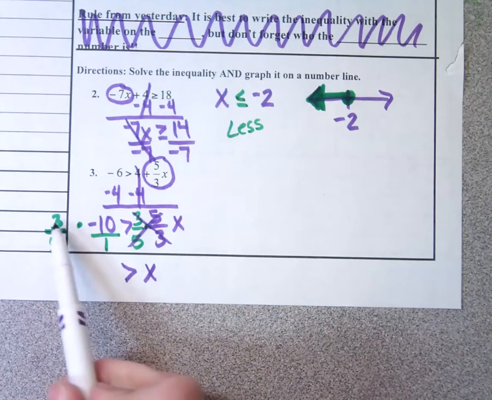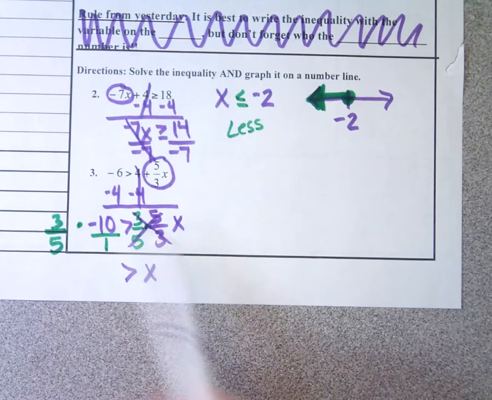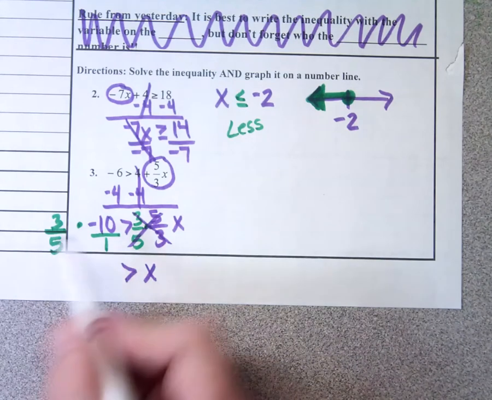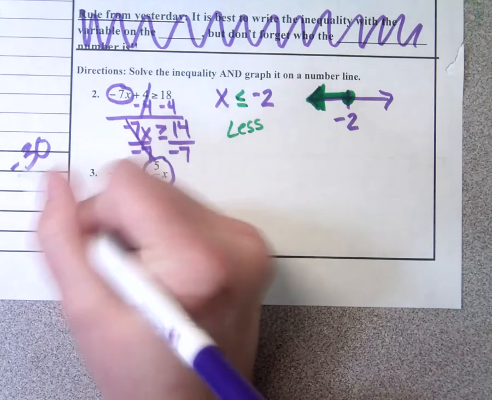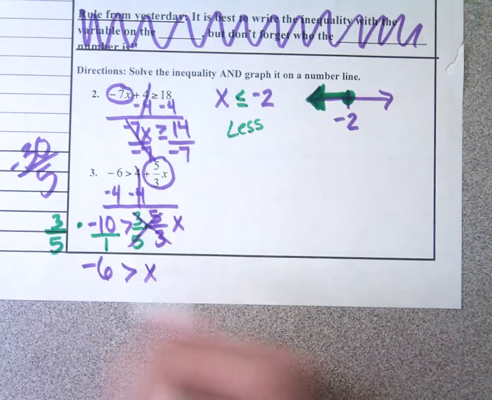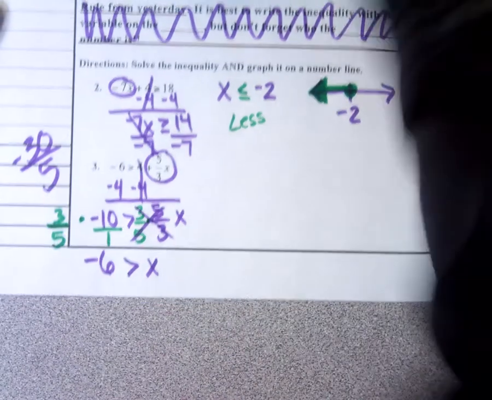And then I'm going to multiply this one straight across. So that makes negative 30 over 5. And what do you get if you reduce negative 30 over 5? Negative 6. Okay, let's go ahead and put this on a number line.